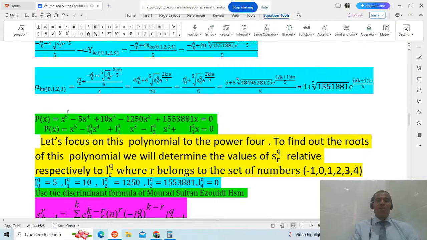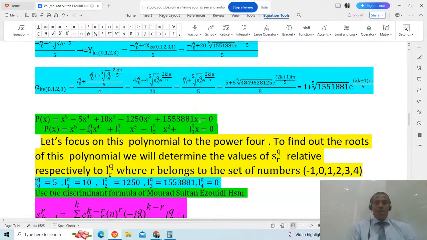It means I will multiply the polynomial by x. I will obtain another polynomial to the power 5, but sharing with the original polynomial the same roots except 0. Because in this one, 0 is a root, raised to the power 5, sharing the same roots except 0 with the original polynomial.